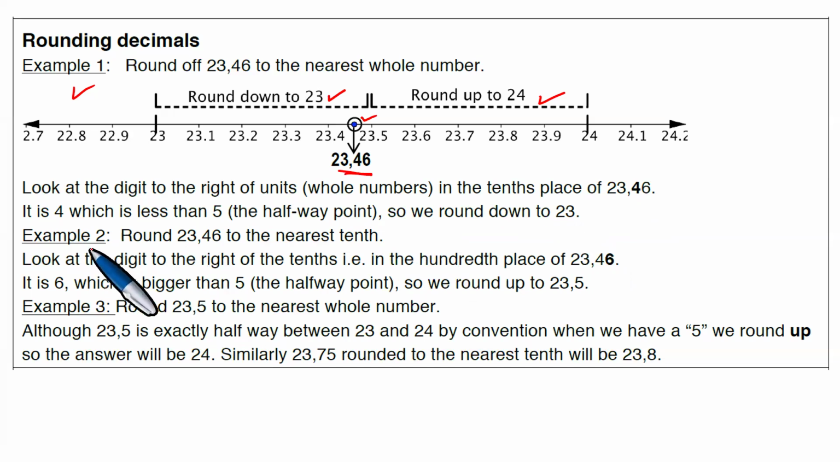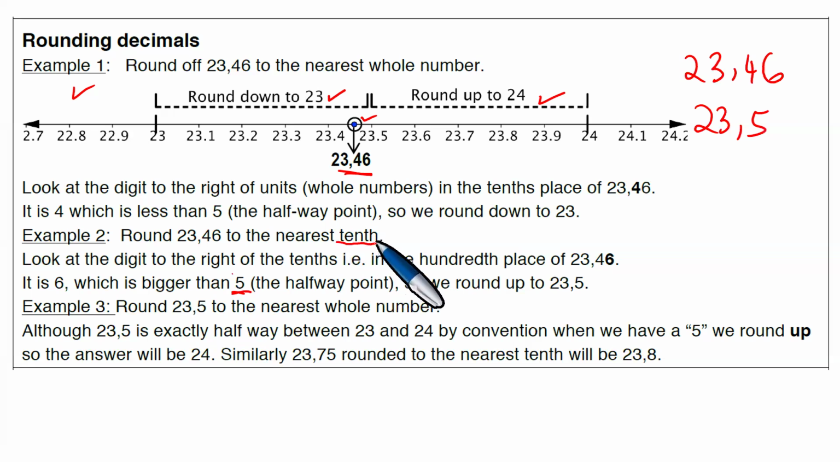Okay, so example 2. Round 23,46 to the nearest tenth. Look at the digit to the right of the tenths. That is in the 100th place of 23,46. It is 6, which is bigger than 5. The halfway point. 5 is the halfway point. So we round up to 23,5. Okay. These things you already know. But now they've just written the stories here. So if you have 23,6, you can round it actually to 23,5.